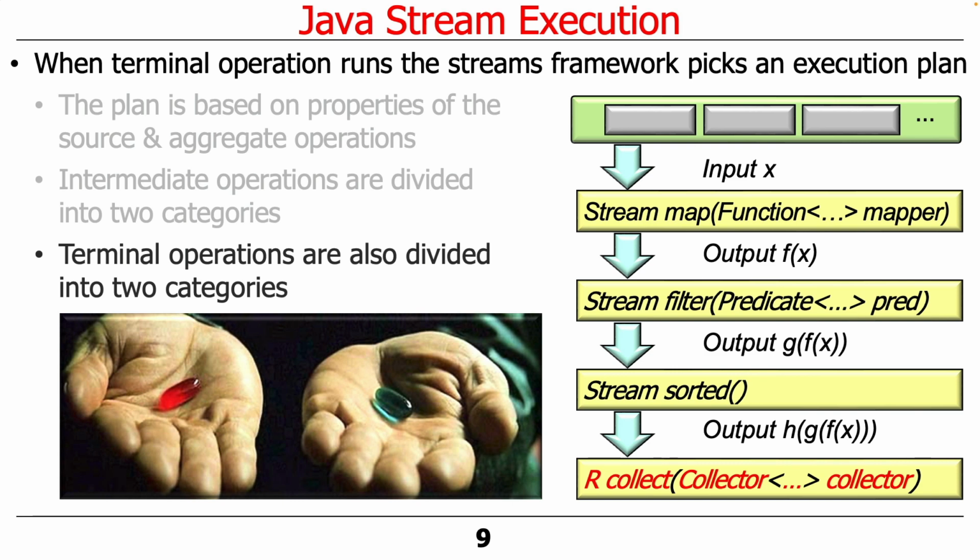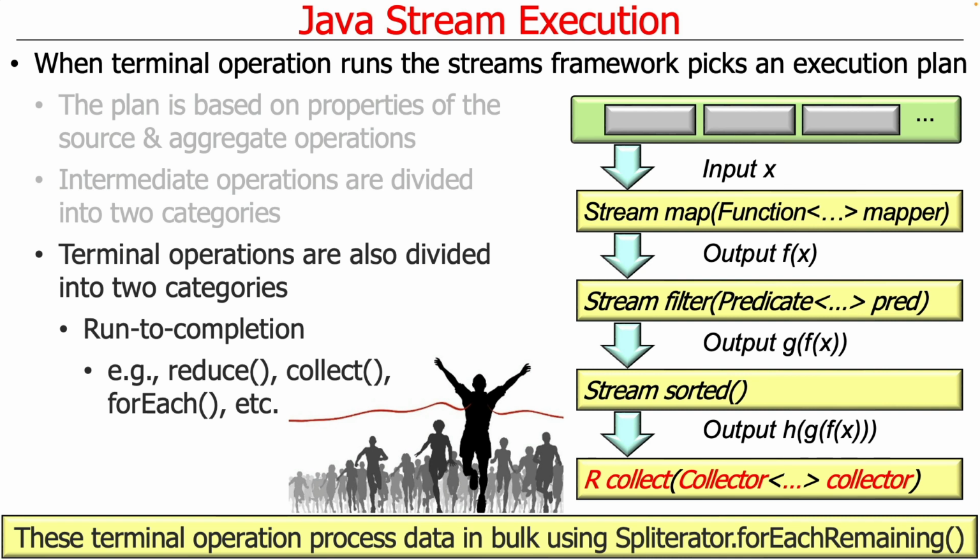Terminal operations are also divided up into two categories. And those categories are run-to-completion operations. Those would be things like reduce, collect, for each, and so on. And these terminal operations process the data in bulk using the spliterator's forEachRemaining method. So forEachRemaining, if you recall, does everything that the spliterator controls in one fell swoop. So it starts and it keeps running until it either finishes or there's an exception. So that's how run-to-completion terminal operations are handled. Again, reduce, collect, for each.